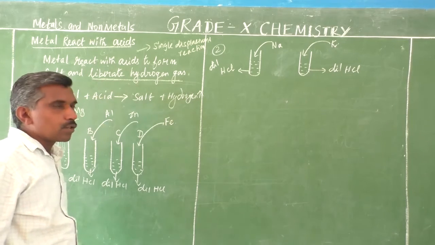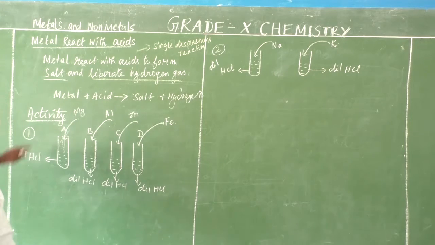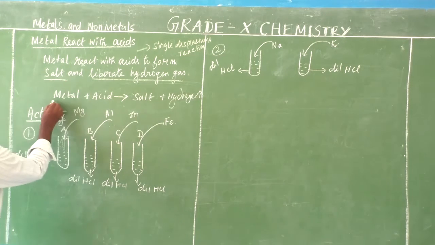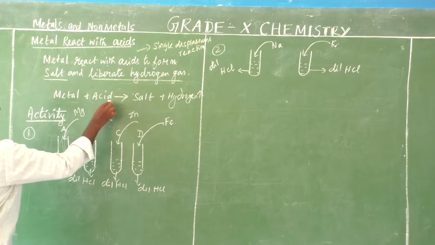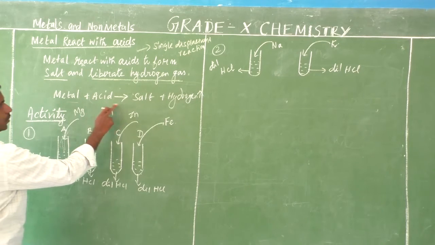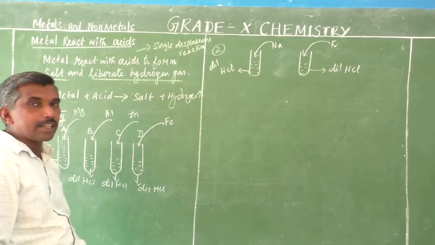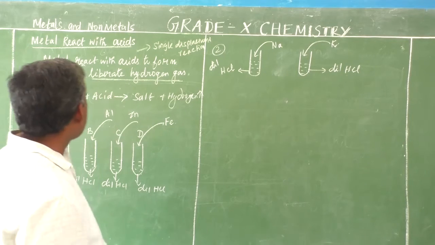Metal reacts with acid to form a metal salt and hydrogen gas is evolved.